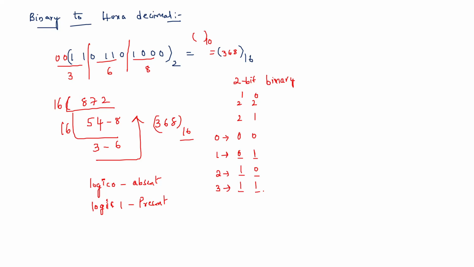Similarly, how can you represent the 3-bit binary? 3 bits means 8 combinations we will get, right? So 8-bit binary.